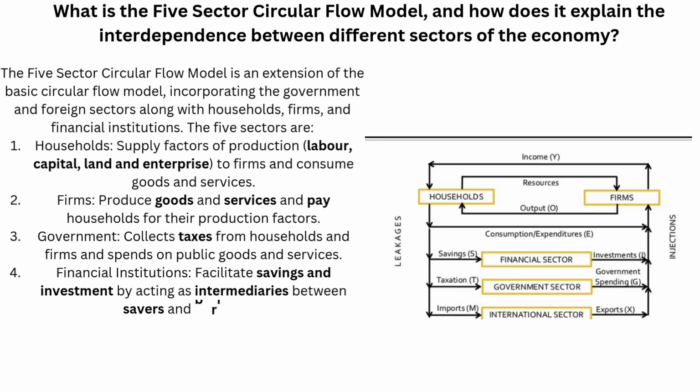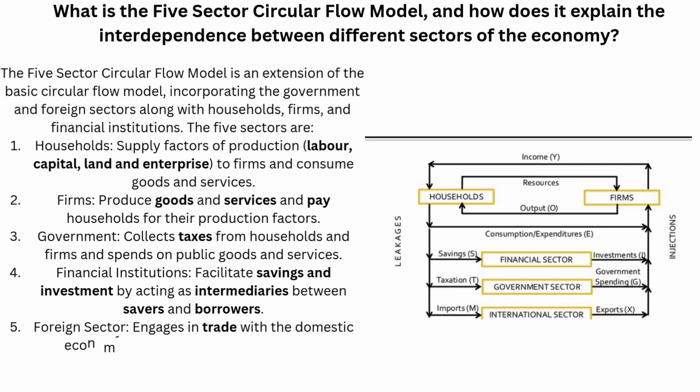For instance, households save a portion of their income in banks, which lend to firms for investment. The government collects taxes and builds infrastructure, supporting economic activity. Firms export goods, bringing in foreign revenue, which is used to pay for imports. This interconnectedness shows how each sector relies on others for a functioning economy.